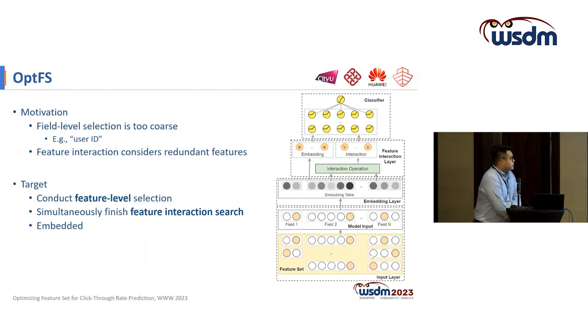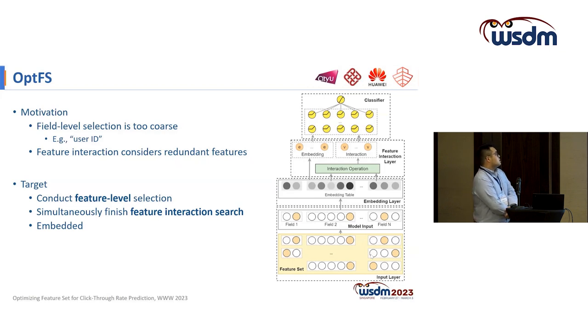And previous works all conduct field level selection as we presented. However, this selection might be too coarse for real world recommender systems. For example, if we drop the whole feature field like user ID, we may lose a lot of personalized information. However, if we just drop some of them, like IDs for cold start users, we could enhance the model performance.